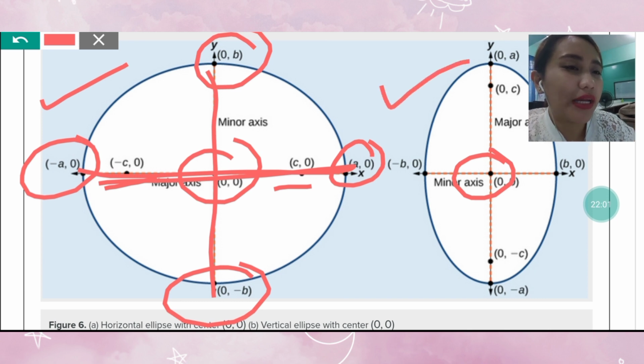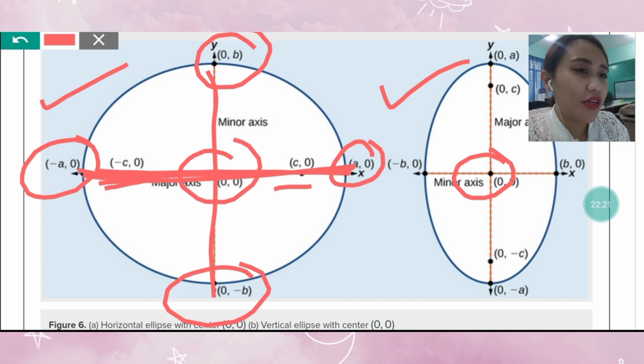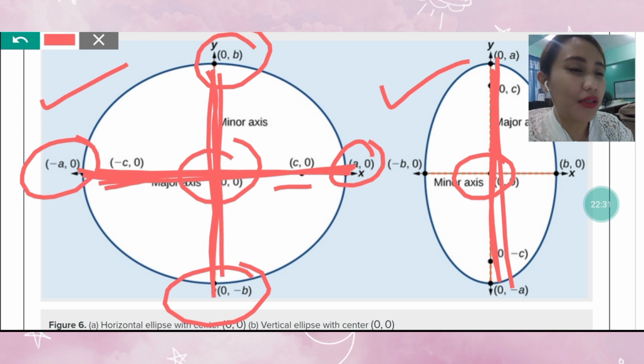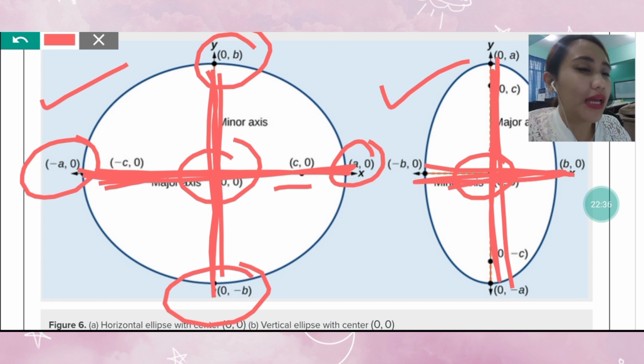Now for the second diagram, that's the vertical ellipse with the equation x squared over b squared plus y squared over a squared is equal to 1. The only difference is that if the ellipse is horizontal, the major axis is on the x-axis. If the ellipse is vertical, the major axis is on the y-axis. Consequently, if the ellipse is horizontal, the minor axis is vertical, but if the ellipse is vertical, the minor axis is on the x-axis.